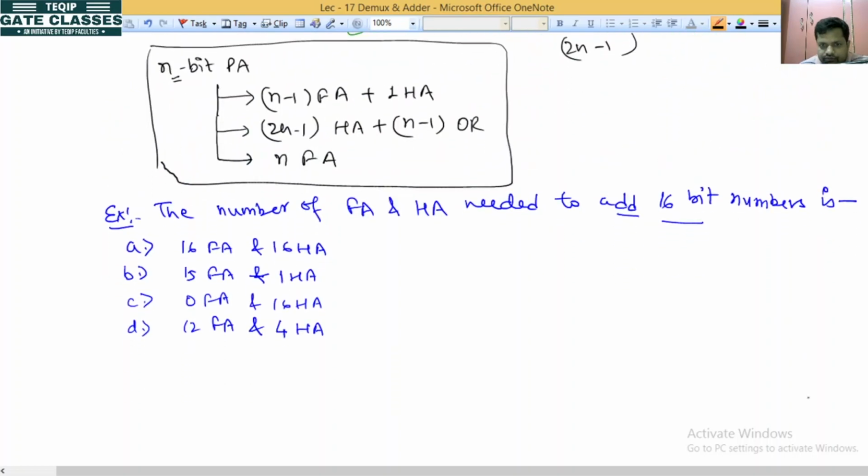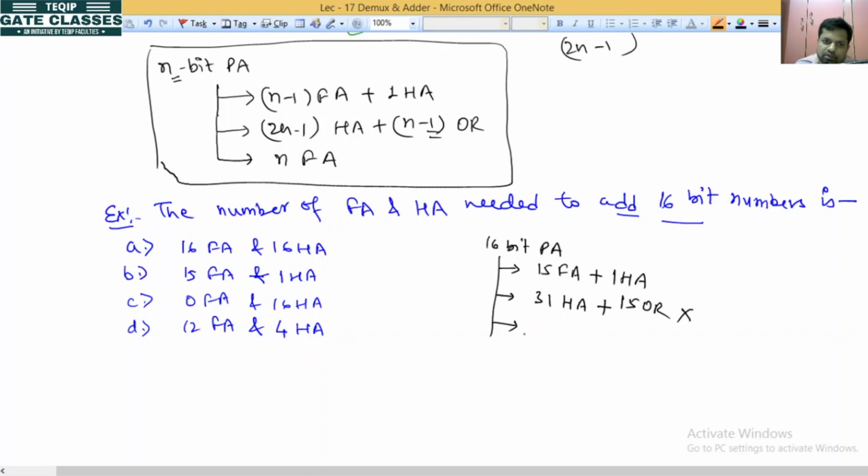If you have a 16-bit parallel adder, then you need n equal to 16, so 15 full adders plus 1 half adder, or we have 16 times 2 is 32 minus 1, so 31 half adders plus n minus 1, n minus 1 is 15 OR gates. So this option is not here.